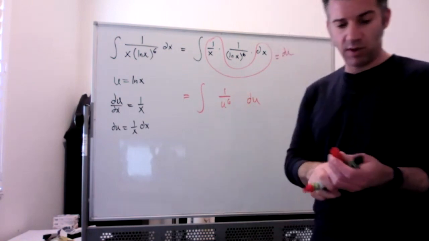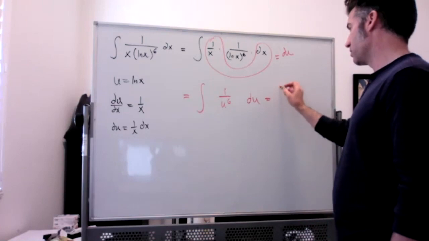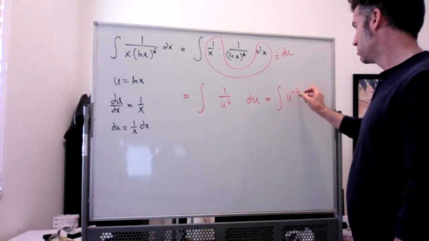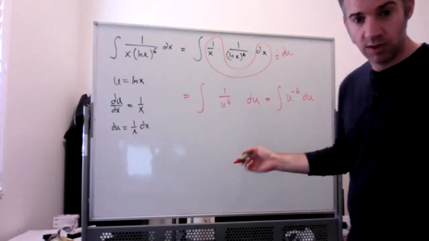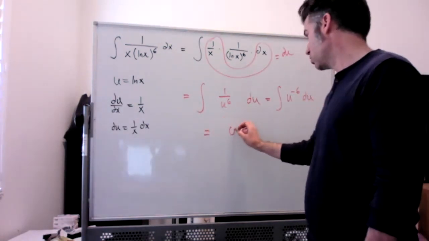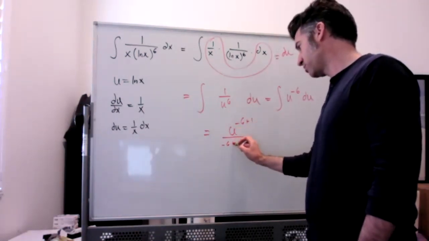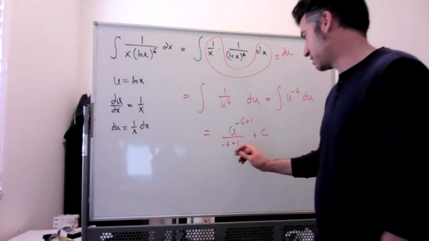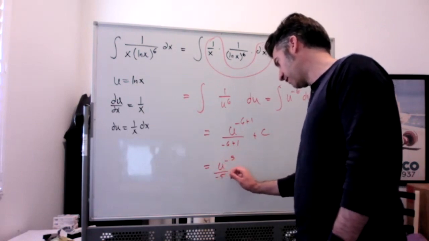Now, of course, when you have a 1 over something to a power, you should rewrite it as the integral of that thing to the negative of that power. Then we're going to use the anti-power rule. We're going to get u to the -6 plus 1 divided by -6 plus 1 plus c. -6 plus 1 is -5. So that's going to give me u to the -5th divided by -5 plus c.